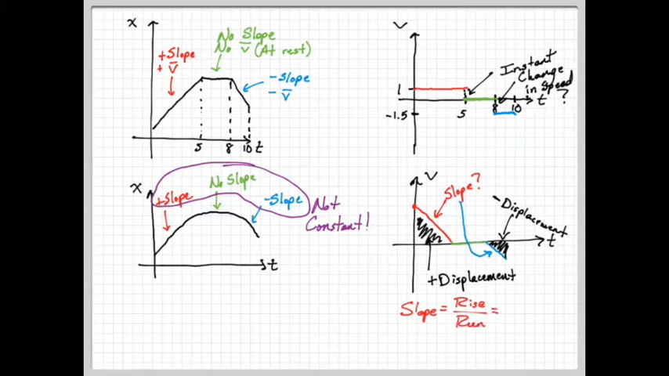Now in this case, the rise, our y-axis, is a velocity axis. So we're really looking at 2 points on the velocity axis, v2 minus v1, over the run, which is a time axis, so t2 minus t1. Now these are generally written as change in velocity over change in time. So we have a new expression here.